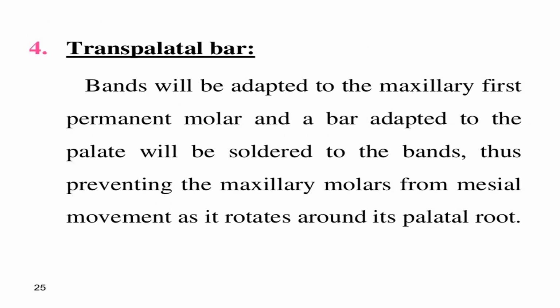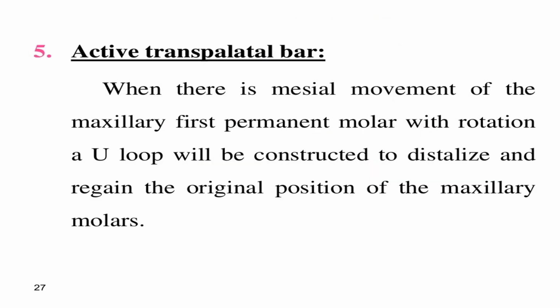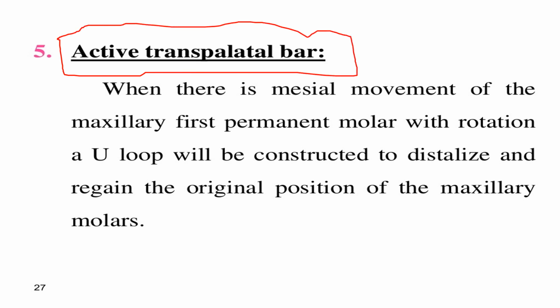4. Transpalatal bar. Bands will be adapted to the maxillary first permanent molars and a bar adapted to the palate will be soldered to the bands, thus preventing the maxillary molars from mesial movement as they rotate around their palatal root. Transpalatal bar. 5. Active transpalatal bar. When there is mesial movement of the maxillary first permanent molar with rotation, a U-loop will be constructed to distalize and regain the original position of the maxillary molars.